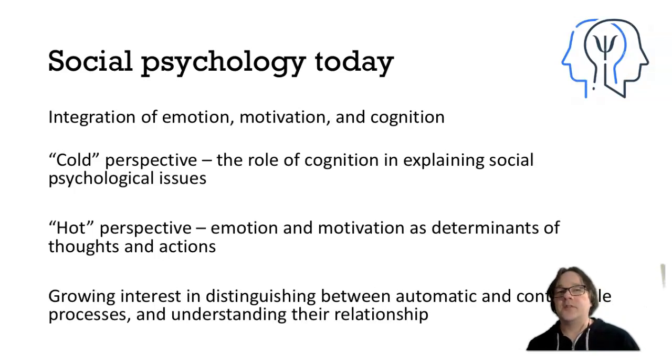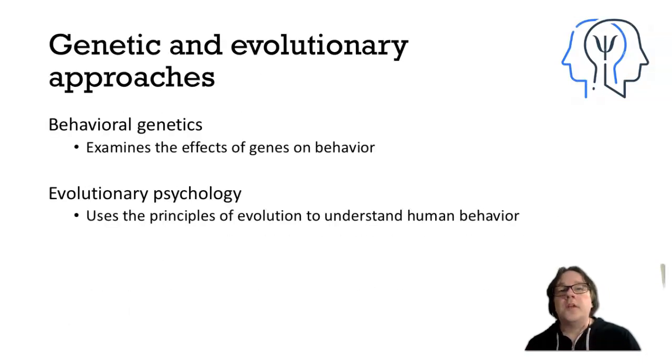So we're becoming more and more interested in some of those automatic processes, as well as these non-automatic or controllable processes. We are also becoming more comfortable, let's say, or more likely to entertain incorporating genetic and evolutionary approaches. This is something that you'll see me do in this class, particularly when we start talking about the social self, when we get to chapter 3.